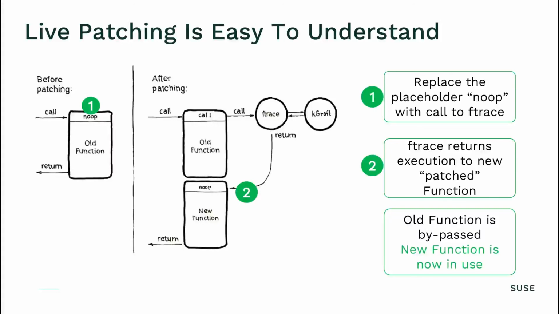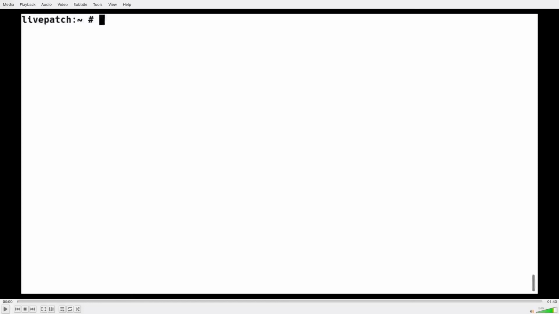Kgraft, SUSE's implementation of live patching for the Linux kernel, takes advantage of ftrace to do all of the things that I spoke about before, causing no interruption to your application, no performance impact to your application. So let's go ahead and switch to the demonstration so you can see live patching in action.